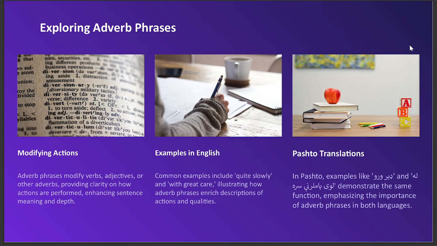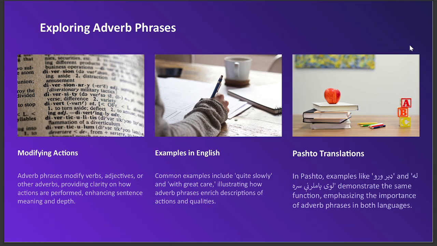And exploring the adverbial phrases or adverb phrases, we know about the adverb, like it gives information or adds meaning to verbs, adjectives, or other adverbs. It gives or provides clarity on how actions are performed, enhancing the structure of the sentence and its meaning and depth. From examples in the English language, we have, like, quite slowly and with great care. Now it illustrates adverb phrases in rich description of the action and qualities, like fastly, beautifully. These all are examples of the adverb and its phrases.